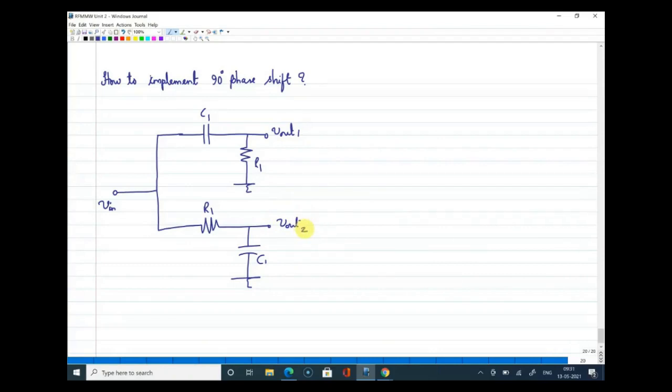So how to see that? In order to understand that, you can just write the transfer function from V out 1 to V in and V out 2 to V in, and you will see that there will be a 90-degree phase shift between those two points, V out 1 and V out 2. Can you guys try and let me know, are you getting the 90-degree difference between these two?